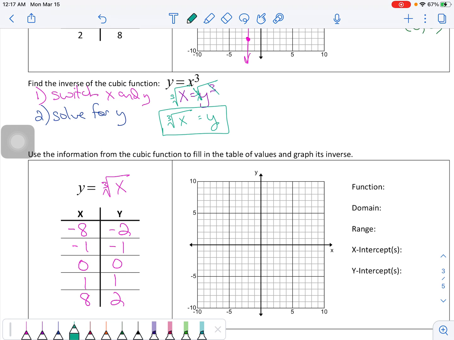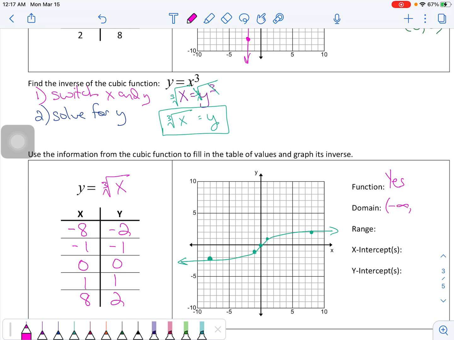So using this table of values, I'm going to go ahead and graph this. So let's see, negative 8, negative 2, negative 1, 0, 0, positive 1, and then positive 8, positive 2. So same basic curve, but it's been rotated. That's actually what an inverted function does. It rotates it because we've switched the x's and the y's. So with this new graph that we've just drawn, this is the cube root graph, cube root function. Is it a function? Yes.